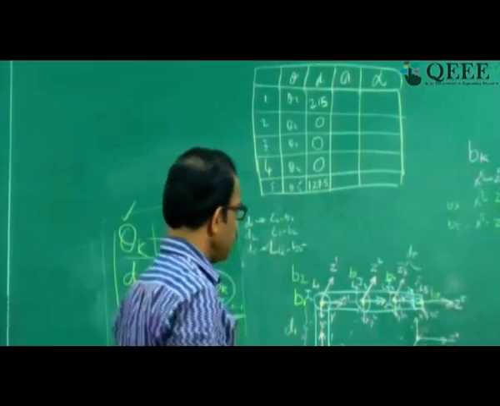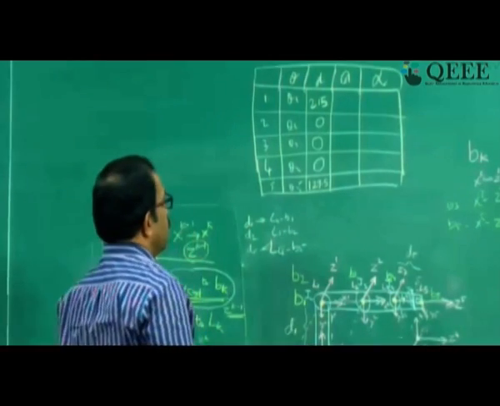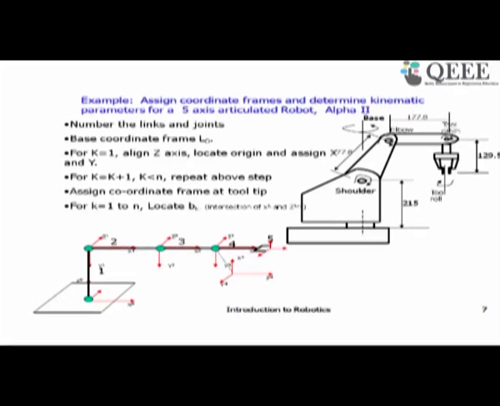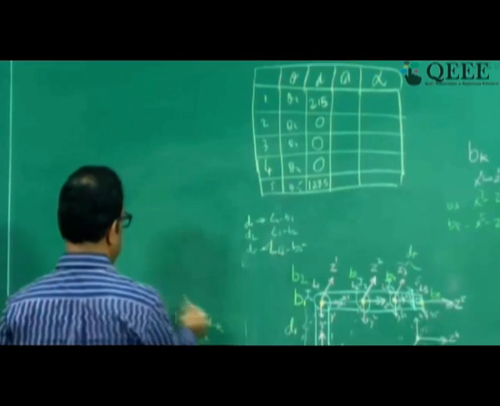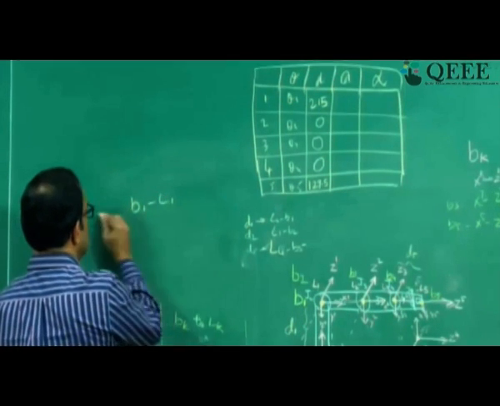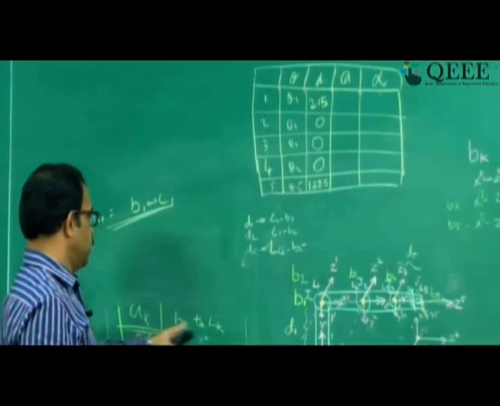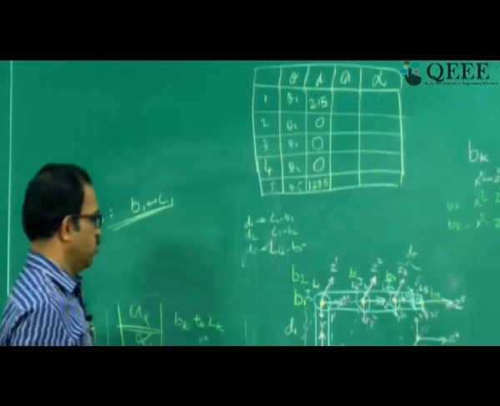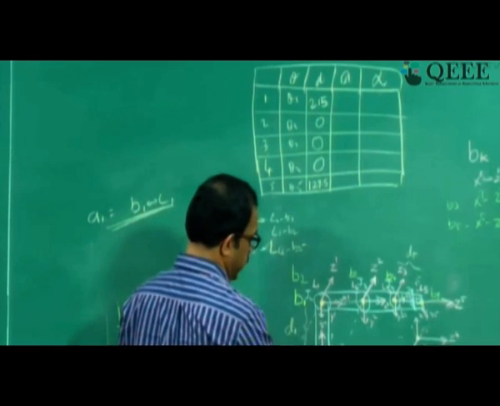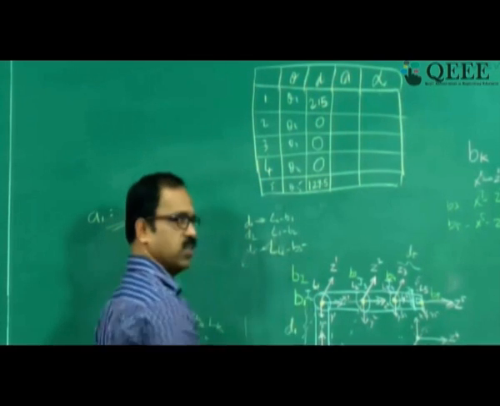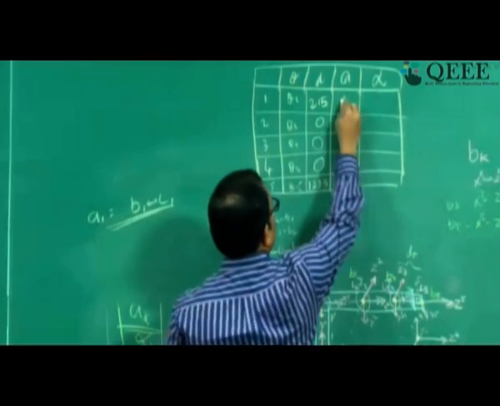Now look at the link length Ak. Link length Ak is B1 to L1, so A1 is equal to B1 to L1, the distance from B1 to L1 along X1. So this is L0, this is L1, that is the origin L1, and this is B1. So L1 to B1 is 0. Therefore A1 is 0.